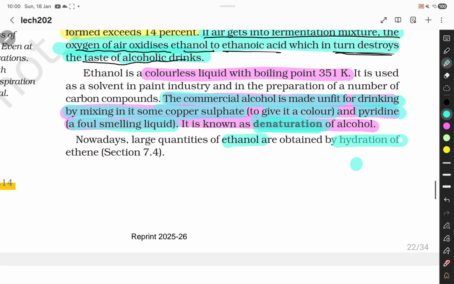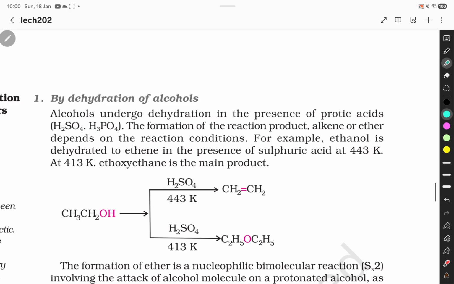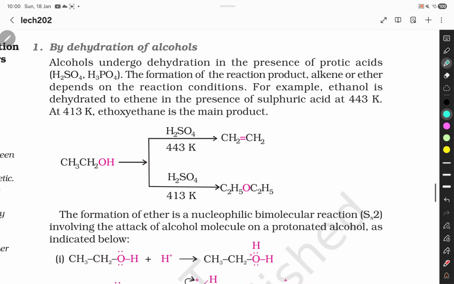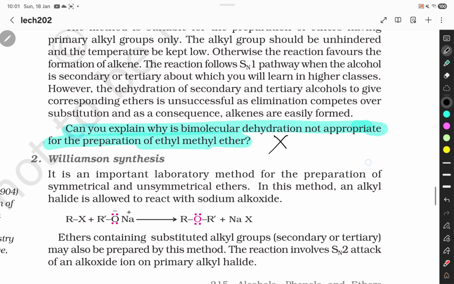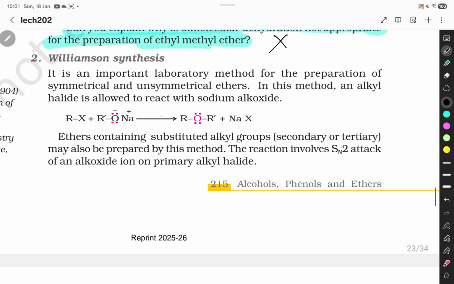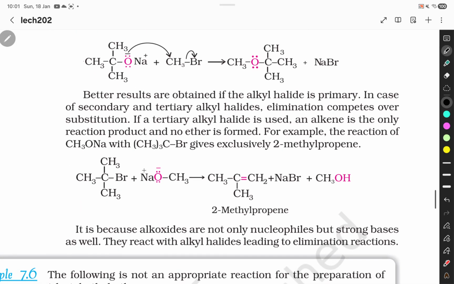A large quantity of ethanol is prepared by hydration of ethene, that everybody knows. These two temperatures, make sure to get them under control: 443 Kelvin and 413 Kelvin. And another rhetorical question is given here, whose answer is that basically, when we try to prepare it with two molecules, it will form a bunch of different ethers that we don't want. That is the reason. Williamson ether synthesis is very basic. It is what we've been learning since day one.